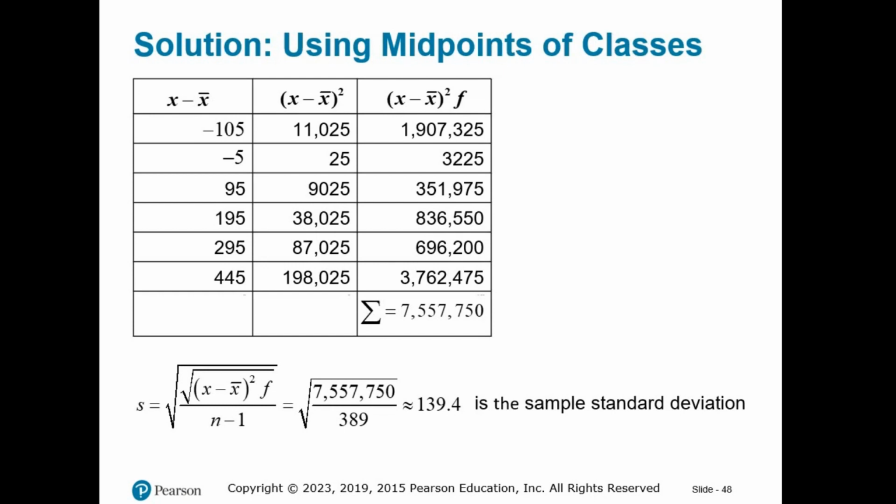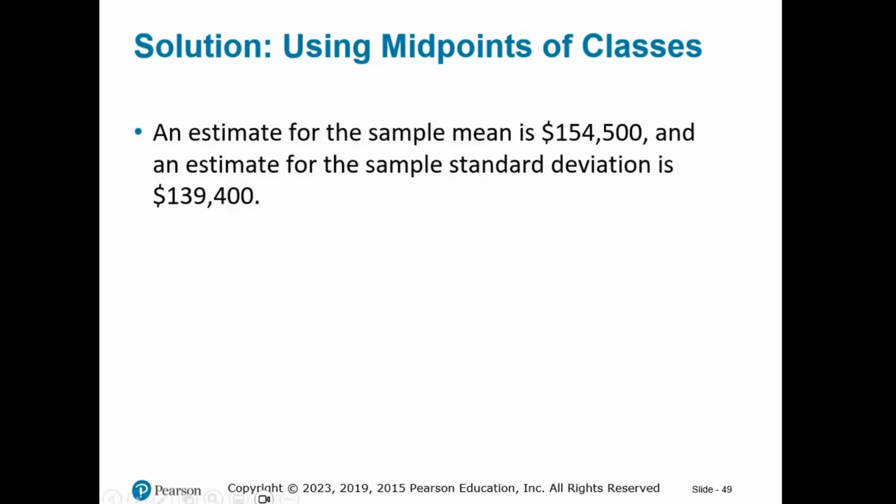Our result is 139.4, which is our sample standard deviation. An appropriate estimate for the sample mean is $154,500, and an estimate for the sample standard deviation is $139,400. Let's see how this would work on the calculator.